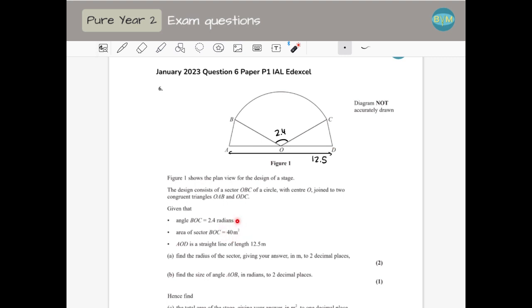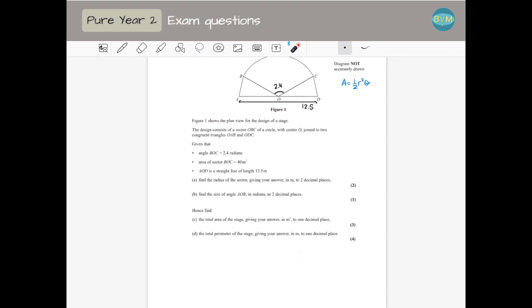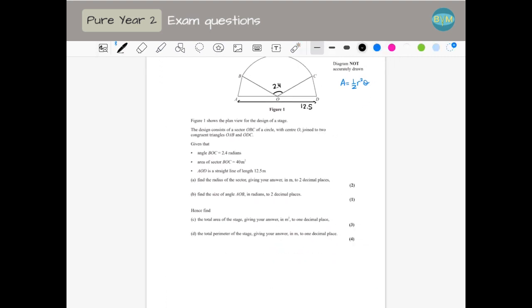We know the area, so we are going to use that. The area of a sector, remember, when you have radians, is 1/2 r squared theta. We know the angle, we know the area, so we can find the radius. So for A, the area is 40, given here, so 40 is going to be 1/2 radius squared, which is what I need, times theta, which is 2.4. And from here, I find the radius. So radius squared is going to be 80 divided by 2.4, and the square root of that is 5.773 something. We have to round to two decimal places.